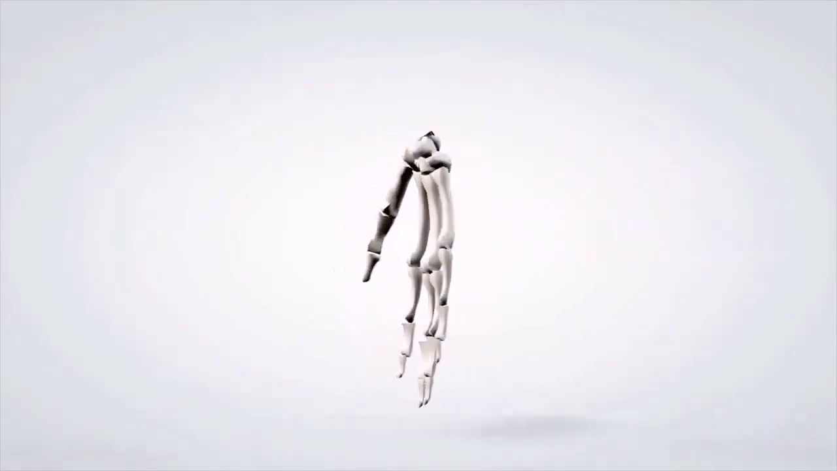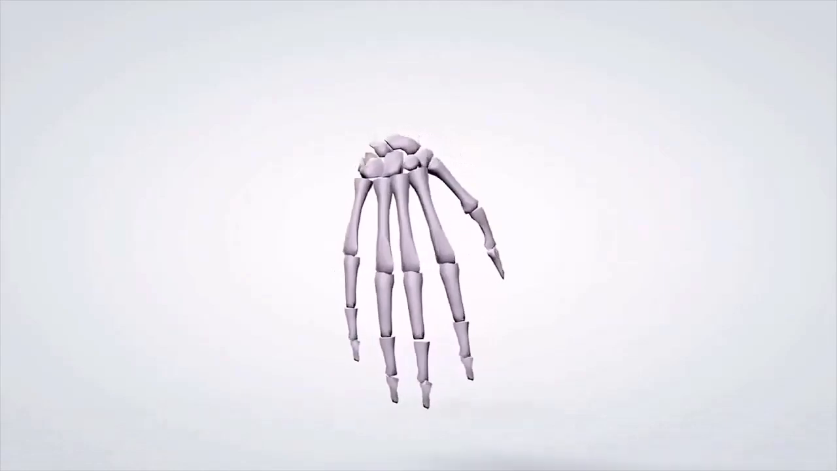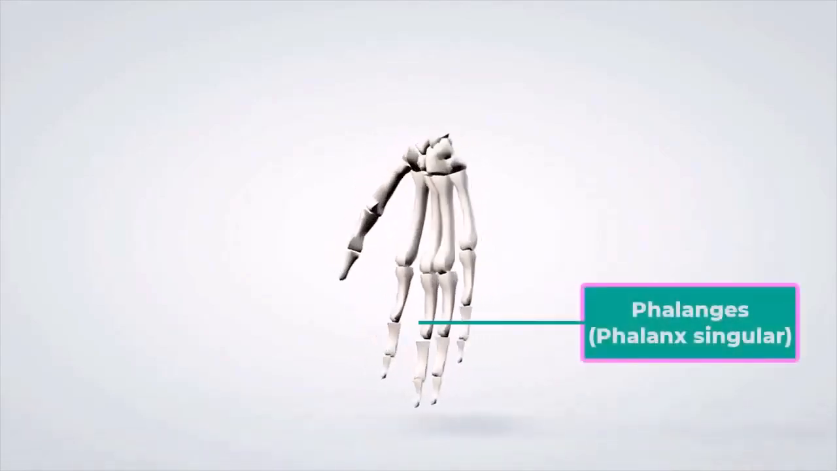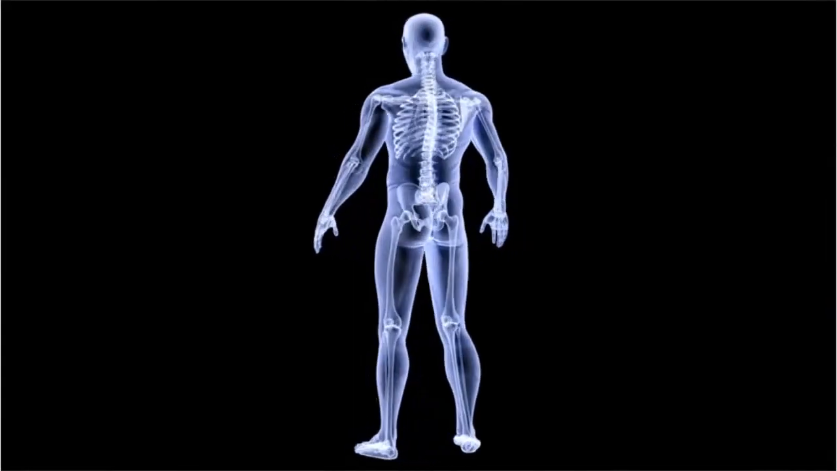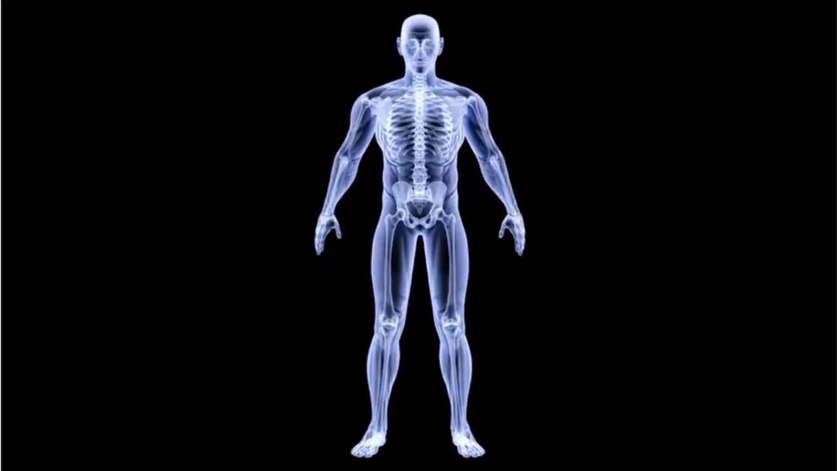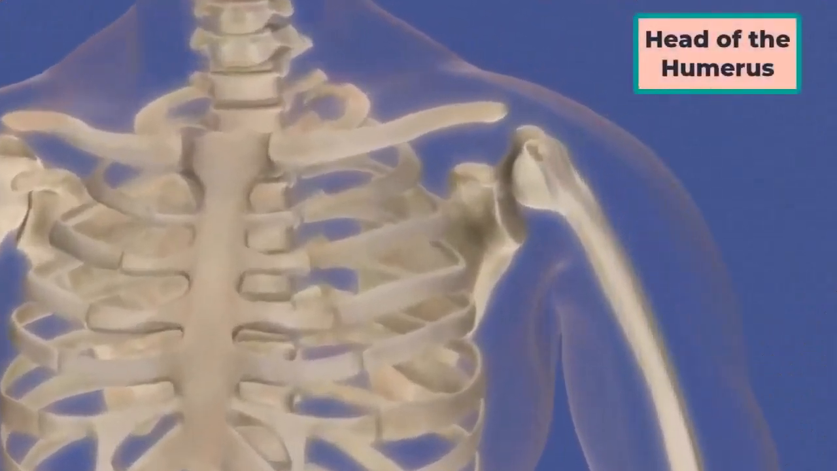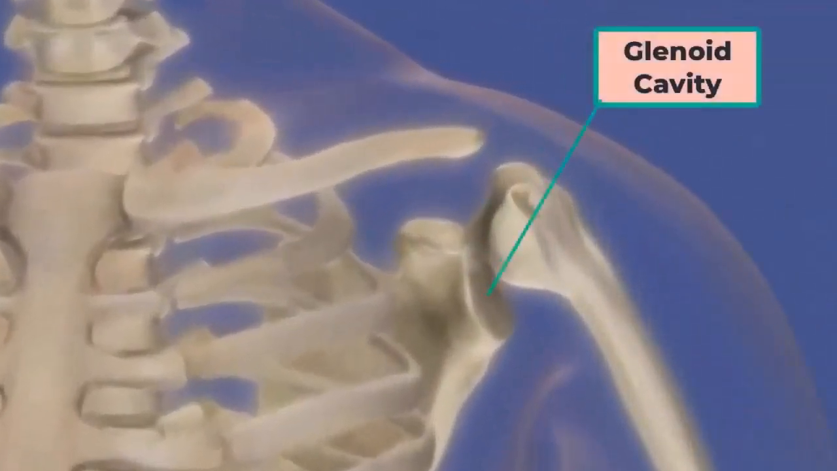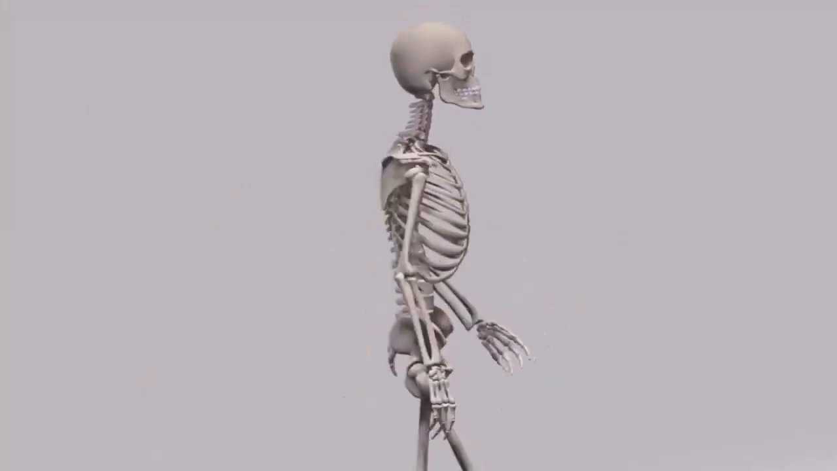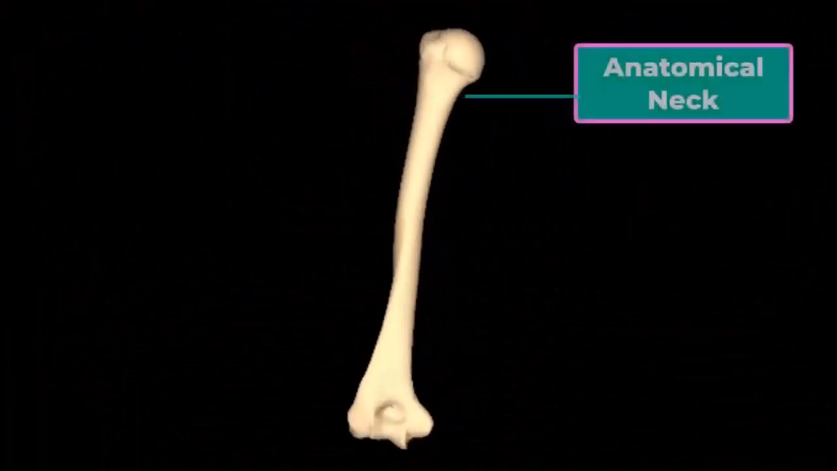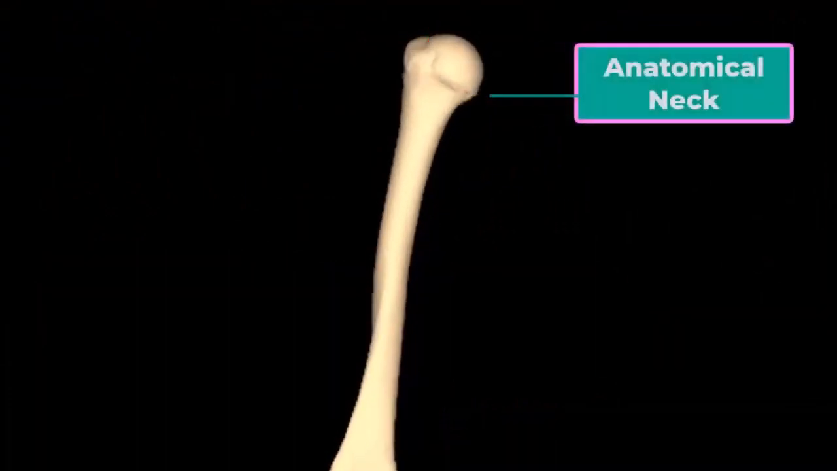The fingers and thumb contain a total of 14 bones, each of which is a phalanx bone of the hand. The humerus is the single bone of the upper arm region. At its proximal end is the head of the humerus. The head articulates with the glenoid cavity of the scapula to form the glenohumeral joint. The margin of the smooth area of the head is the anatomical neck of the humerus.